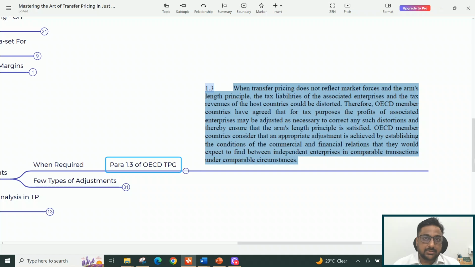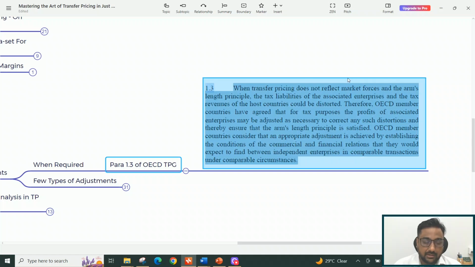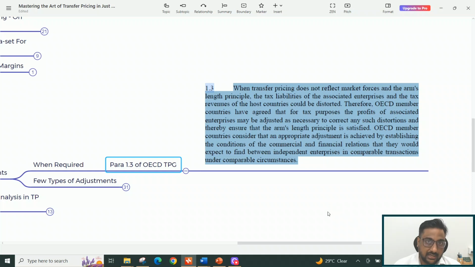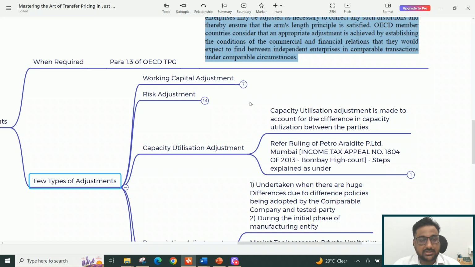Now see, this is where the adjustment happens on the associated enterprise, and this provides that the countries are free to adjust. In the Indian provisions also you must have seen that, when we see the ALP computation under each and every method, they refer to making adjustments. This is where the base lies: this gives the country the power to make adjustments.